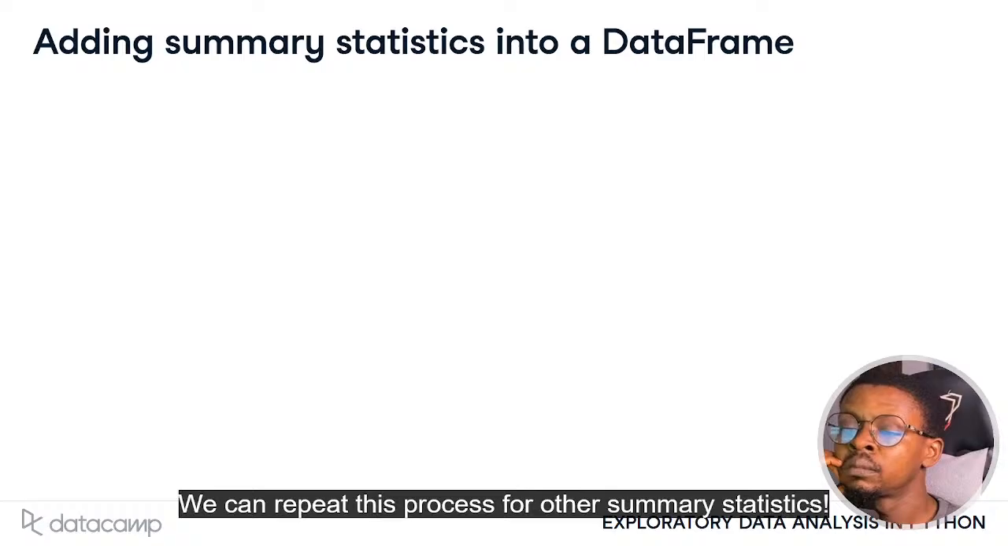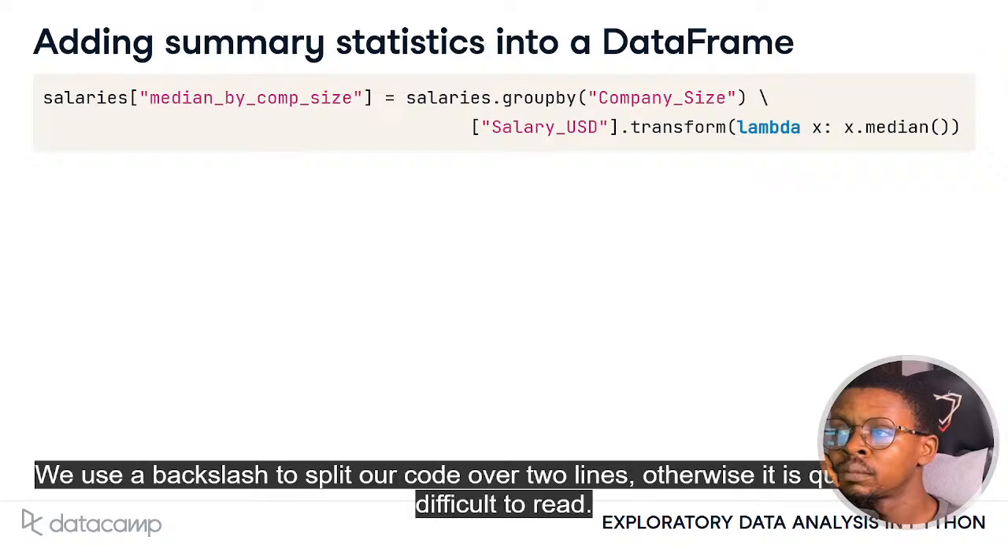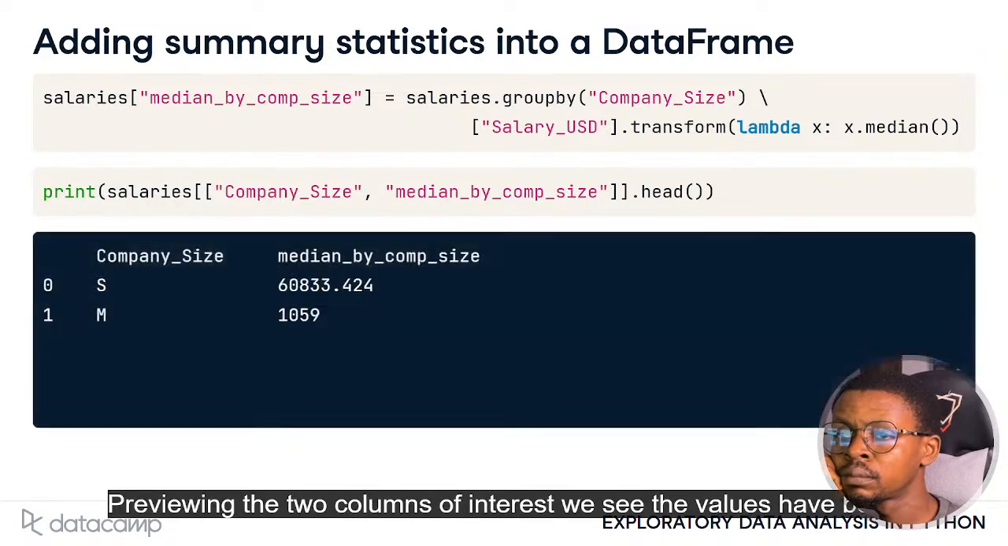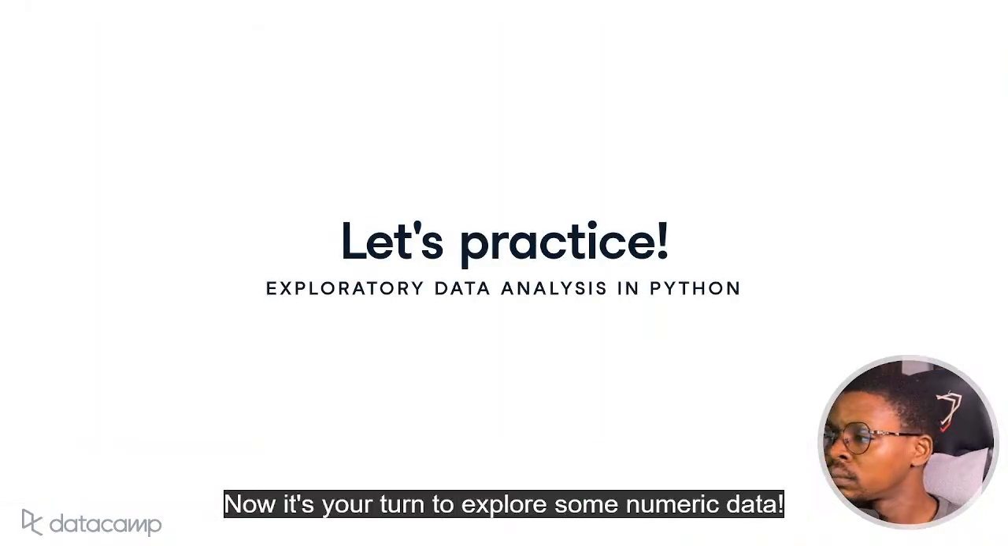We can repeat this process for other summary statistics. Here, we add a column for the median salary based on company size. We use a backslash to split our code over 2 lines, otherwise it is quite long and difficult to read. Previewing the 2 columns of interest, we see the values have been mapped correctly and that medium-sized companies have the largest median salary. Now it's your turn to explore some numeric data.